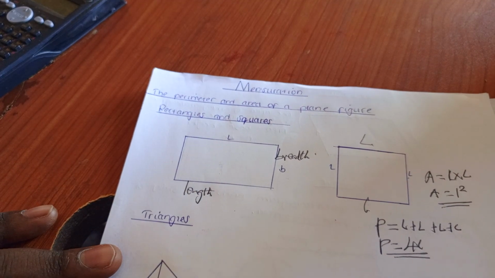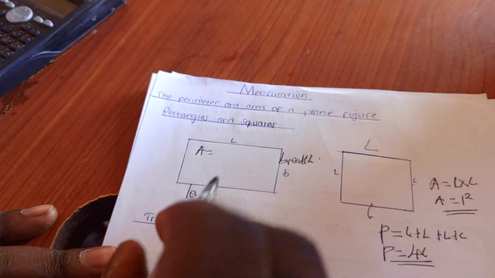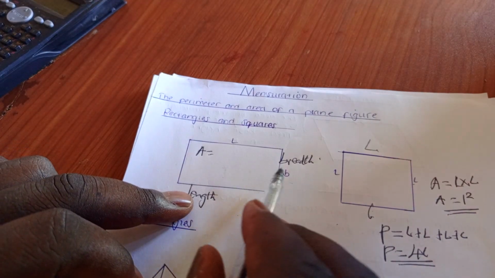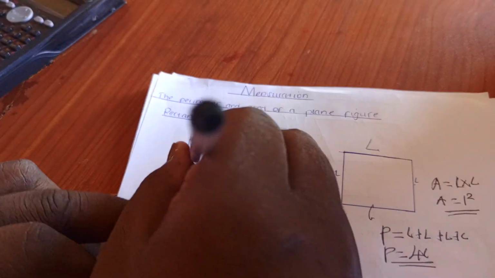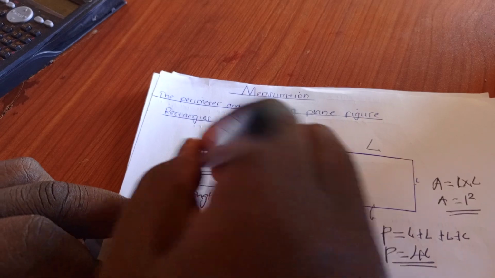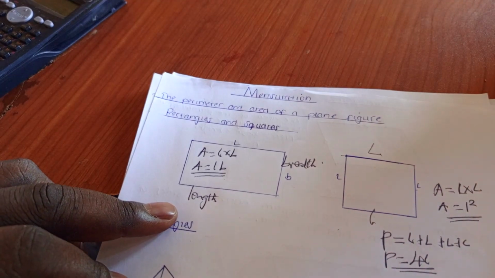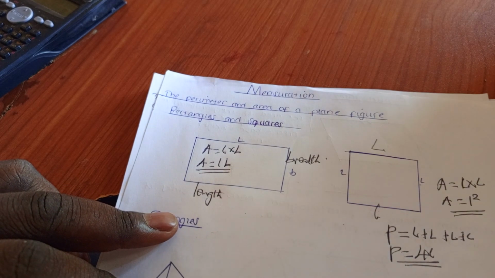If you want to find the area of the rectangle, you just multiply. You say area is equal to length times the breadth, which means L times B. So the area is equal to LB. This is the formula for the area of the rectangle. Then how do you find the perimeter of the rectangle?